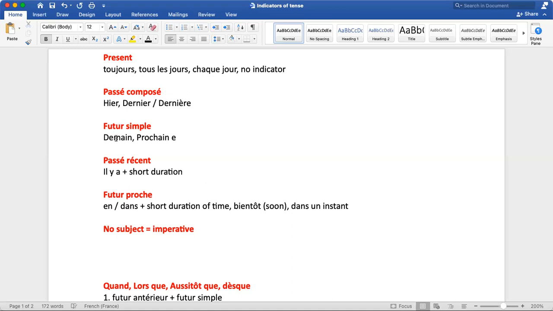Okay, future simple: demain and prochain or prochaine. Demain means tomorrow. Prochain means next. And prochaine is also next, but prochain is for the masculine one. Prochaine is for the feminine one.